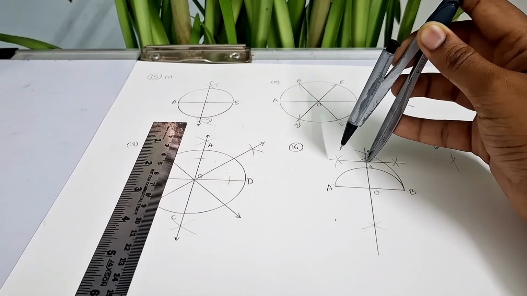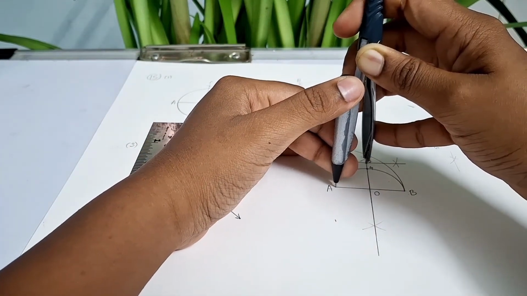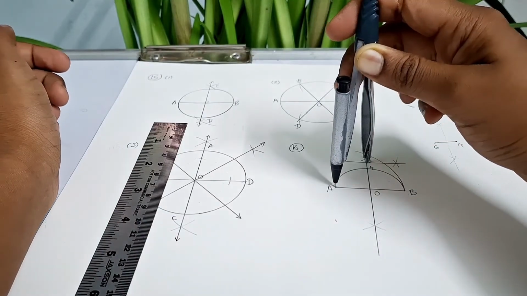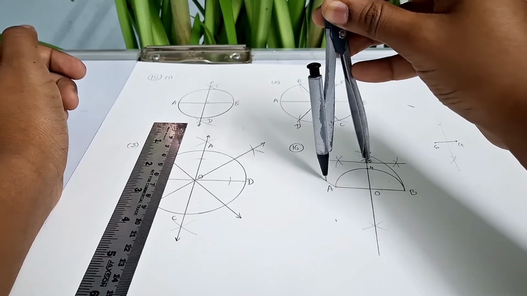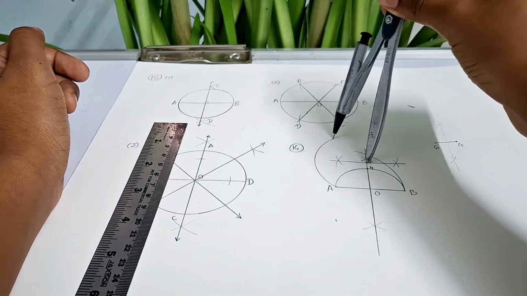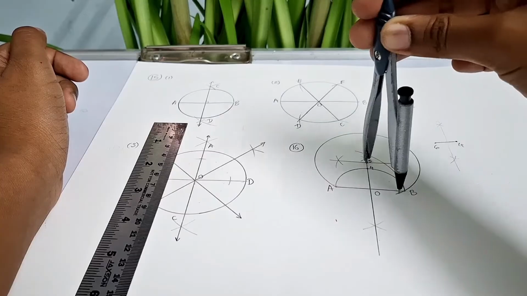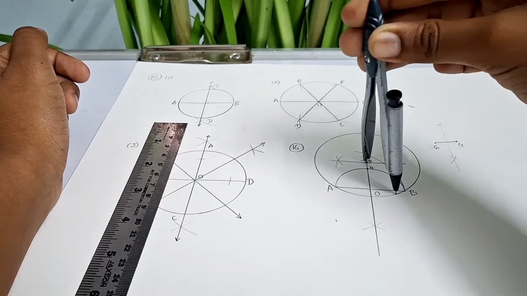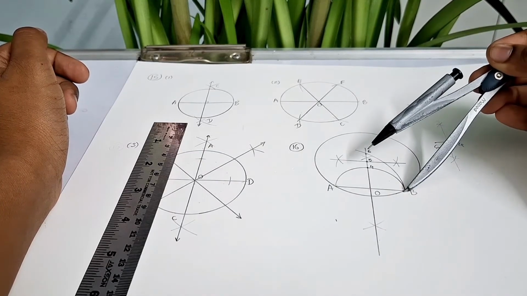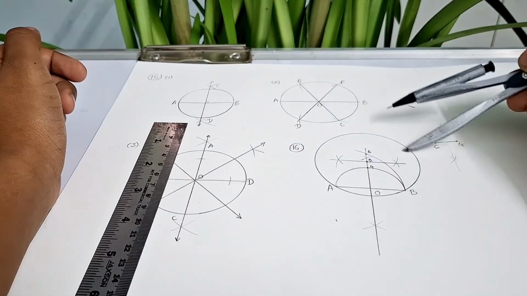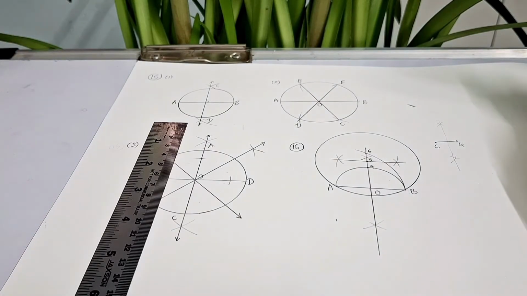So I'm keeping the compass on point 5, taking the radius as 5A. Kindly observe, taking the radius as 5A, I will just draw a whole circle. As you can see, this circle is easily passing through point B and point A. Now the complicated part is over.